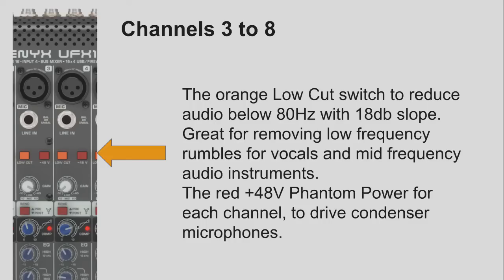These channels also have the low cut switch, which reduces audio from 80 Hz and below with an 18 dB slope. So great for removing low frequency rumbles for vocals or any other instruments. And next to it is the plus 48 volt phantom power. This supplies the phantom voltage required for your XLR input microphones, for condenser type microphones.